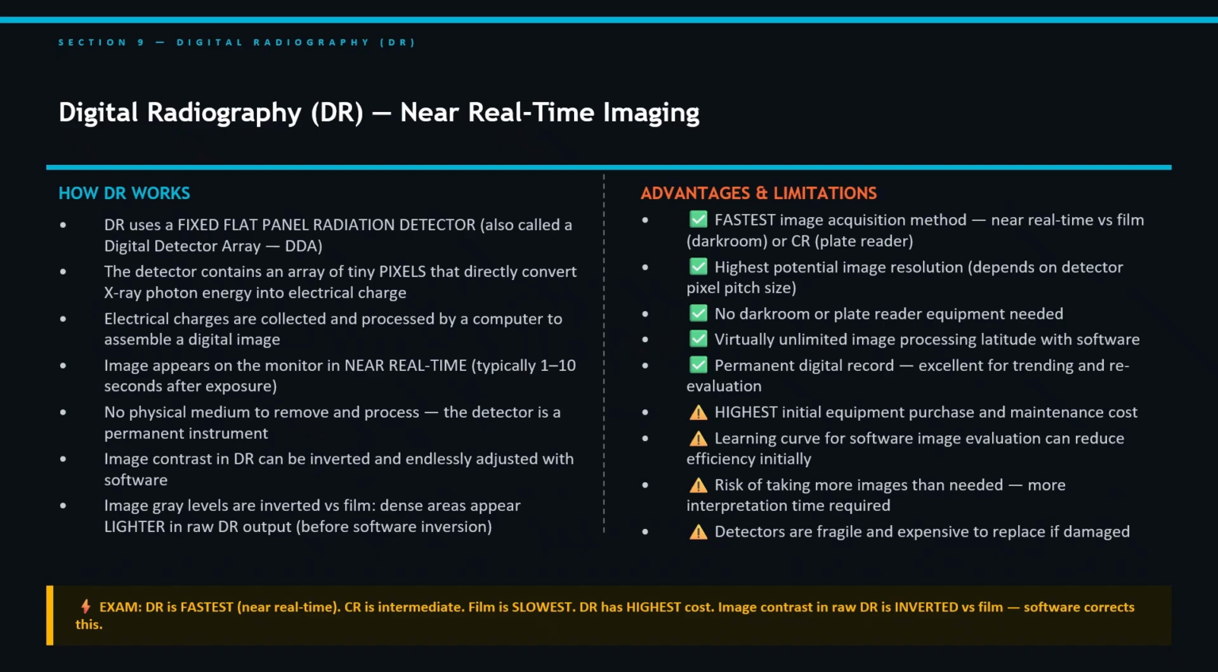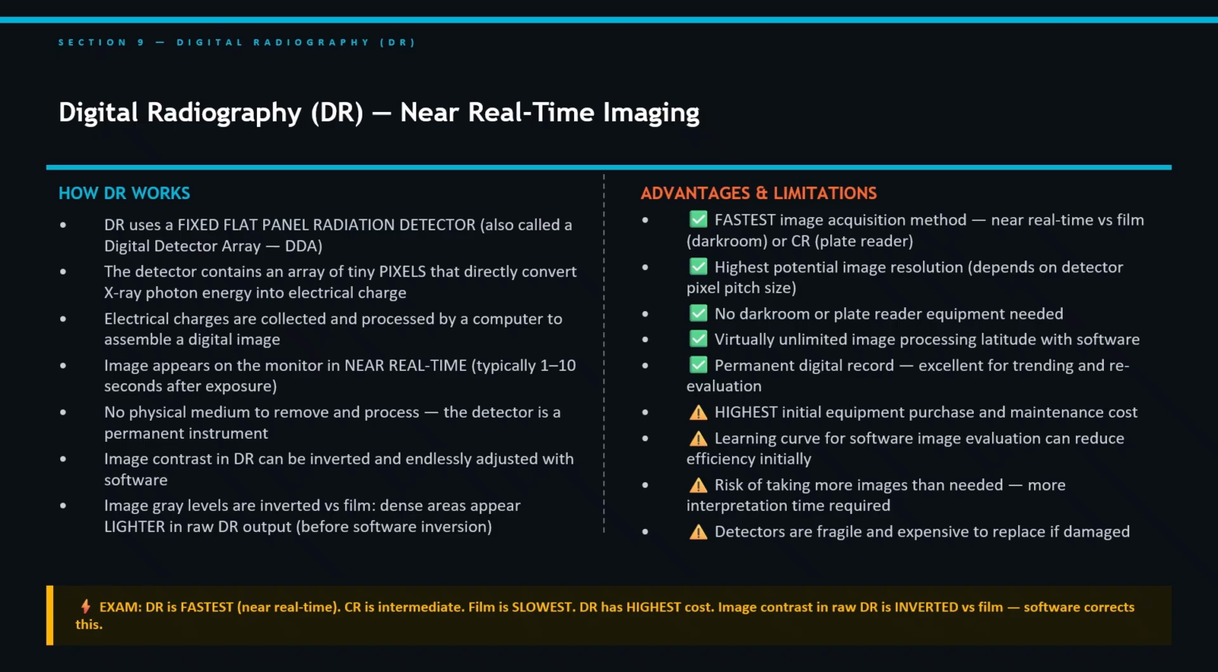Digital radiography, or DR, takes the digital concept one step further. Instead of removing an imaging plate and placing it into a reader, the DR system uses a fixed digital detector array. The detector contains many individual pixels that respond to incident radiation and produce electrical signals. Those signals are processed electronically to generate the radiographic image. The major practical advantage is speed. A DR system can provide an image very shortly after exposure, allowing the operator to evaluate the result almost immediately.